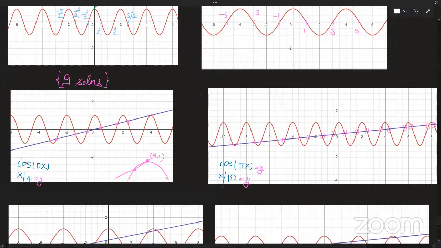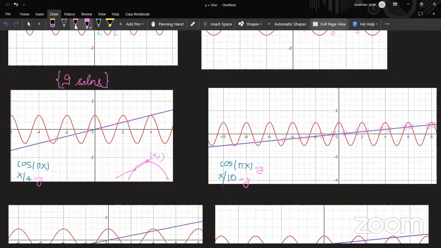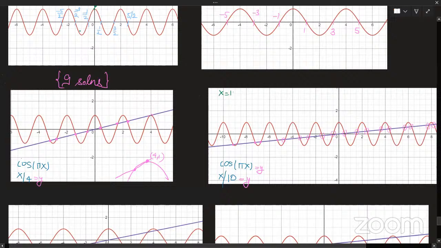Now let us look at x is equal to 10. What will happen when x is equal to 10? Can you tell me what will be the value of both y's when x is equal to 10? Both values of y will be 1. So that means it is something like this. It is intersecting here, and there will be two solutions near x is equal to 10 also.